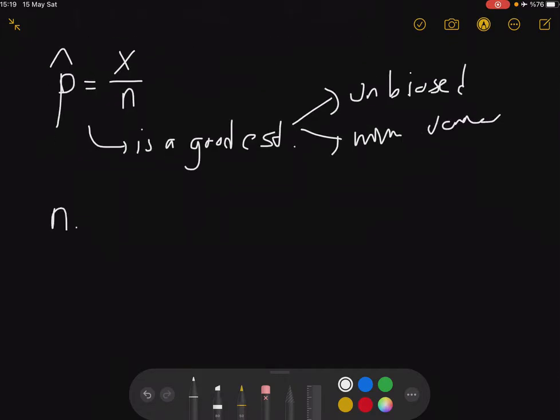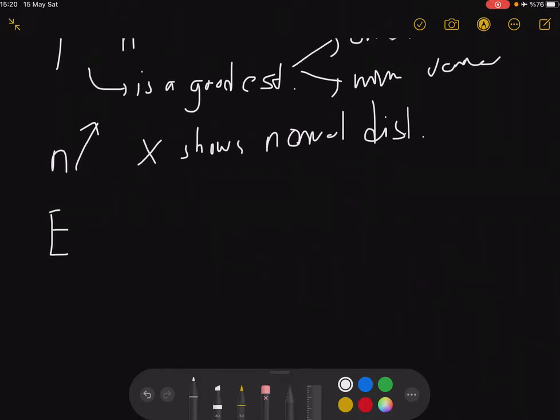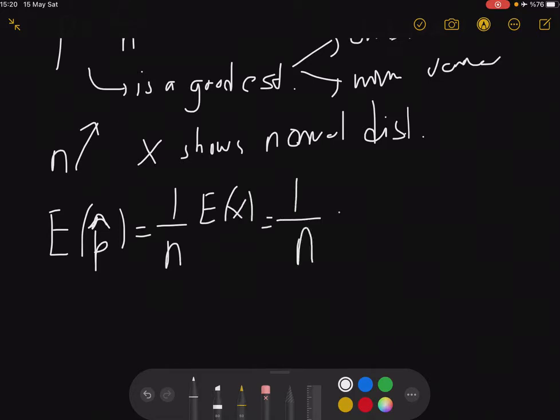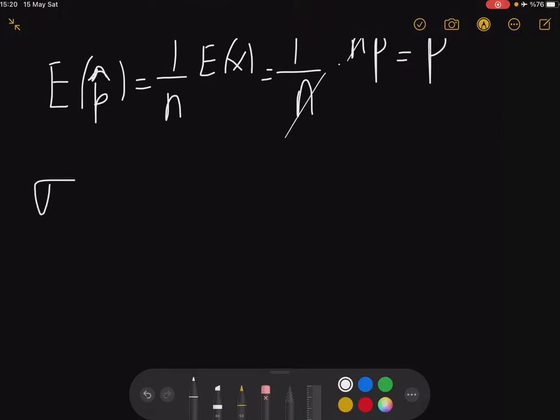And also another issue is if n is sufficiently large, x shows normal distribution. You can assume like this. Okay, normal distribution, and this makes life easier for us. And the expected value of p hat is 1 over n E of x, and that should be 1 over n times np, so it should be p, right? So good. And what about the variance estimate?